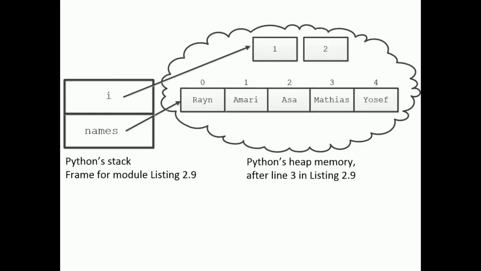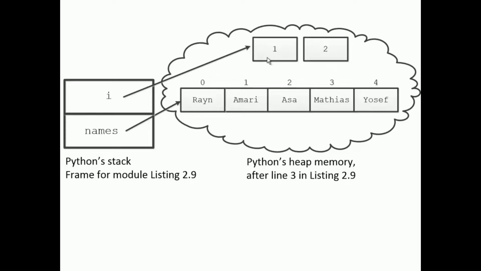In this image, we have two variables on the stack, the list names and the integer i. The actual values that these variables reference are stored in heap memory. You can see a list of string data referenced by names, and you can see the integer 1 referenced by i. Now, the difference between the list structure and the integer is that the list is mutable, which means it can be changed, and the integer is immutable, which means it can't.